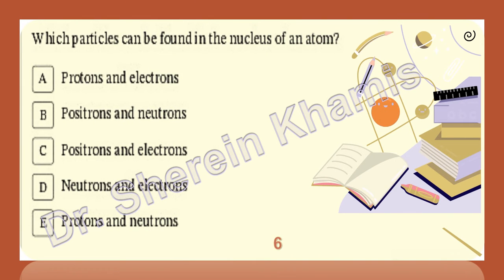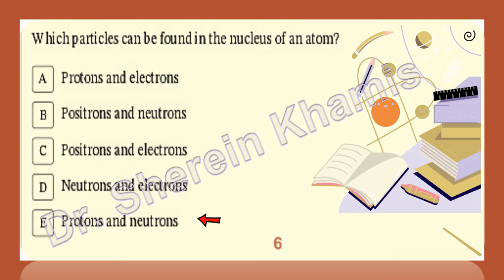Question 6 says, which particles can be found in the nucleus of an atom. We have in an atom two particles: protons and neutrons, giving the atomic mass, or the mass of the nucleus. The nucleus will be positively charged. Why? As it contains protons and neutrons. Protons are positively charged and neutrons are neutral, but most of them will be positive, so the nucleus of the atom will be a positively charged particle.